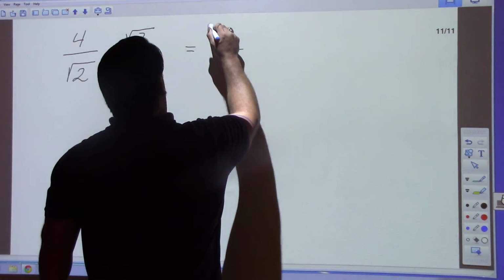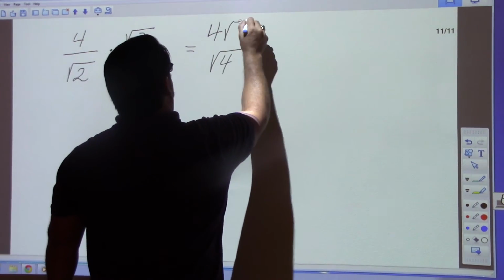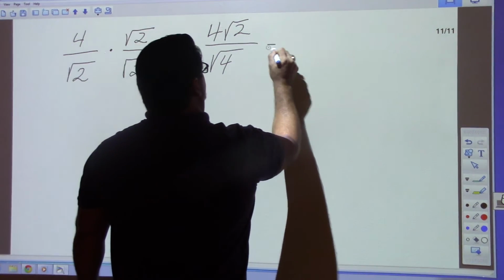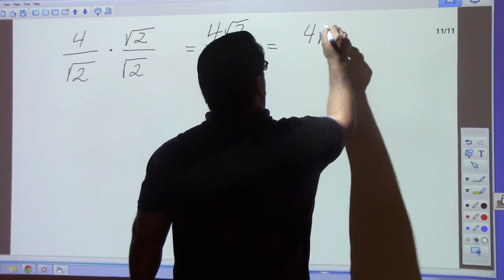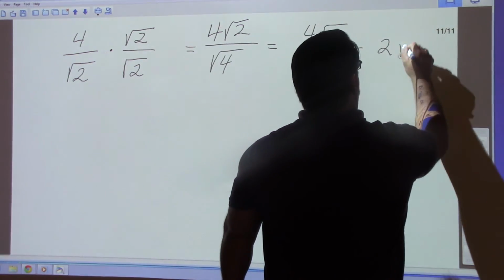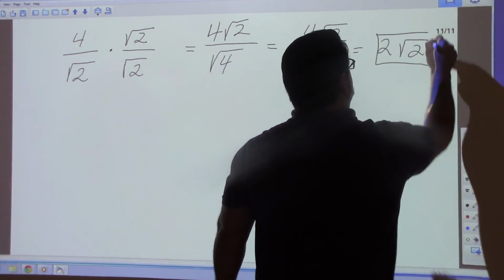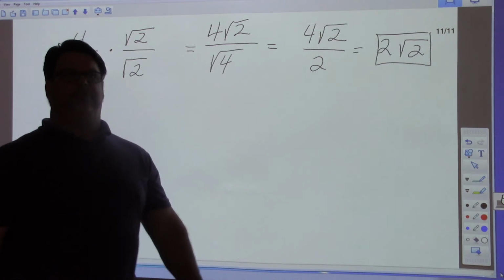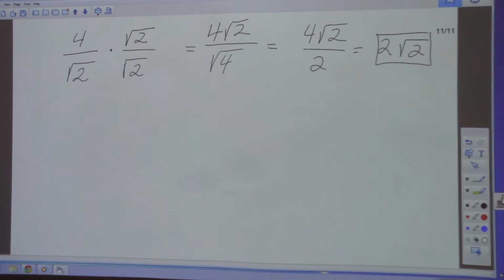And multiply through. And that's going to give you the square root of 4, which is 2 on the bottom, and 4 square root of 2 on the top. And that comes out to be 4 square root of 2 over 2, which is 2 square root of 2. And I've just gotten rid of the denominator, or the radical in the denominator.